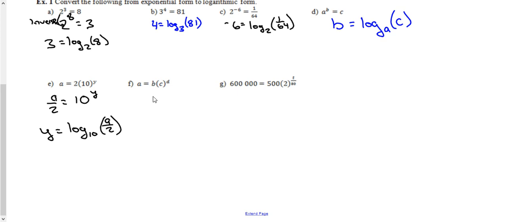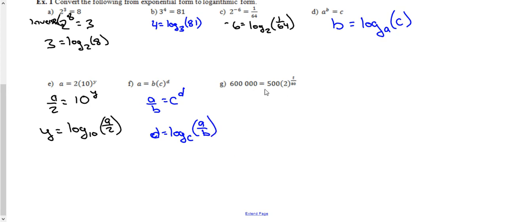Over here, again, same idea. We're going to get rid of that b in front of this c exponent d. So I have a over b now is equal to c to the exponent d. And again, I'm going to rewrite that into logs. So I got d equals log base c of a divided by b, in brackets there.